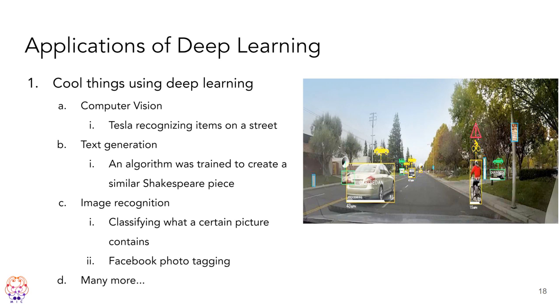Text generation: some scientists created an algorithm to create a Shakespeare-like piece based off past data of Shakespeare. Image recognition, going back to computer vision: what's in the picture? A cat, a face, a dog. An interesting branch of this is Facebook's photo tagging. If there's a picture of you on Facebook, it'll tag you based off past data you gave Facebook. It's kind of creepy that Facebook knows what you look like and can tag you that easily.